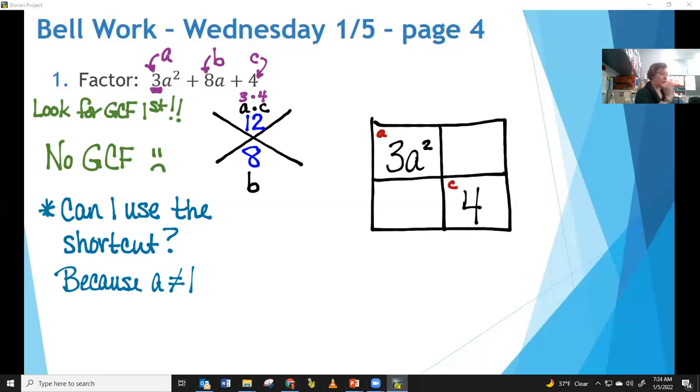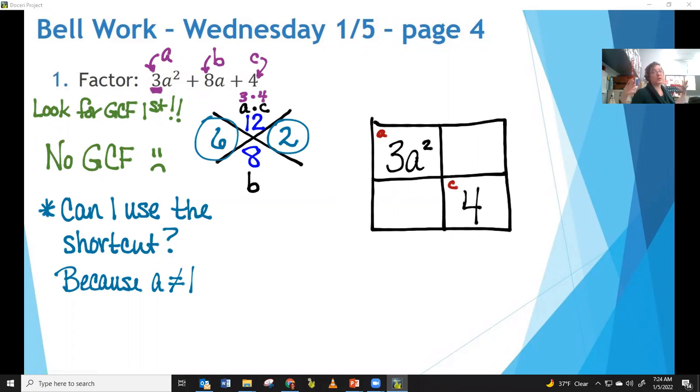So we need to come up with two numbers, the numbers that are going to go right here and right here, that when I multiply them together, I get 12. But when I take the same two numbers and I add them, I get 8. What numbers will multiply to 12 and add to 8? 6 and 2. Nice work. Okay, so 6 and 2, we're going to put these into our area model.